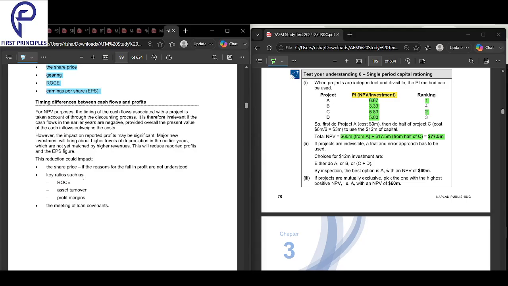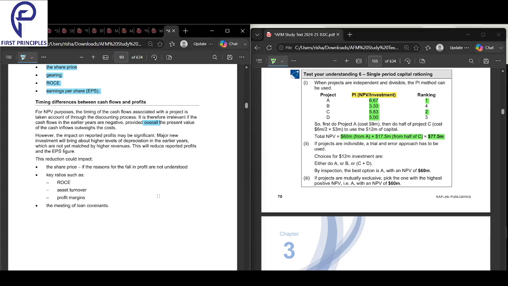Investors will see this. Okay, so what happens is for NPV purposes, the timing of the cash flow with a project is taken account of through the discounting process. So it is therefore irrelevant if the cash flow in the earlier years is negative, provided overall the present value of the cash flow outweighs the cost. So see, in case of cash flow, we look on an overall basis. Even in the first few years, if the cash flow is less, it does not matter, right? Because when you're calculating the NPV, you consider all the cash flows from the project over the useful life, right?